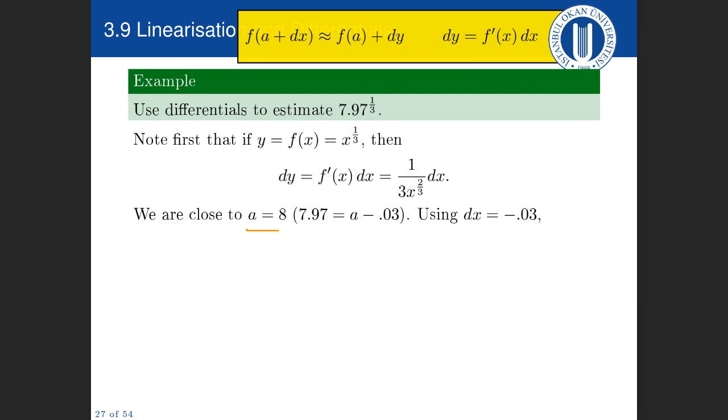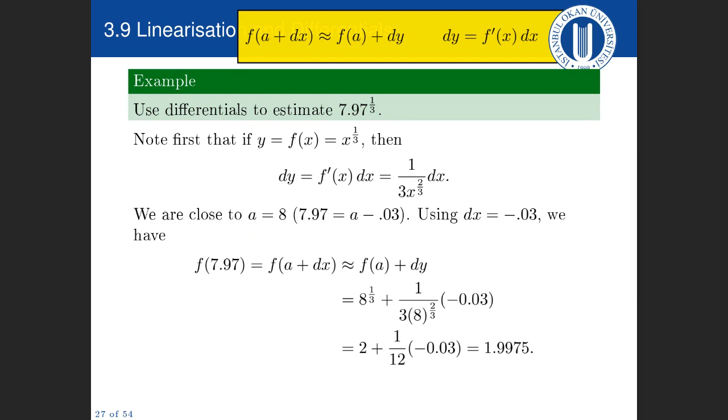So because we're close to 8, actually 7.97, the number we want is 8 minus 0.03. We're going to be using dx is minus 0.03. That's how much the x is going to change. We want to calculate f at 7.97 because we want to calculate 7.97 to the power of a third. So in other words, we want to calculate f at a plus dx. We want to calculate f at 8 minus 0.03. And that's approximately equal to f at a plus dy.